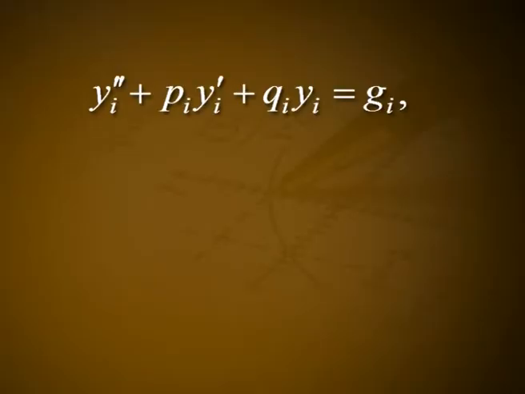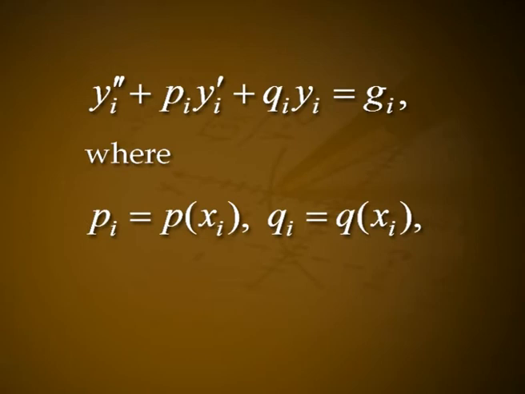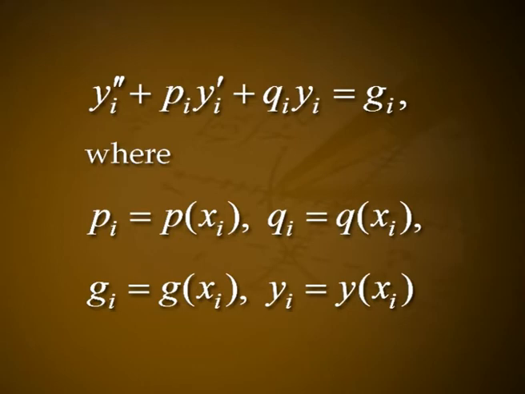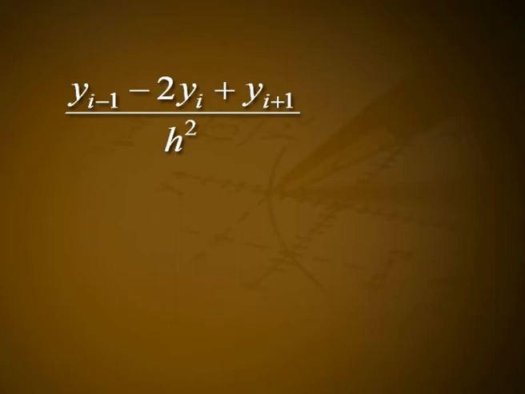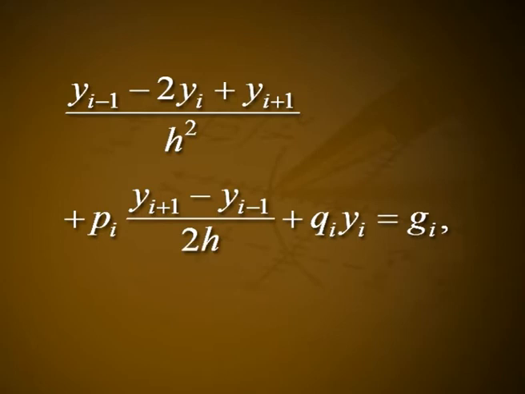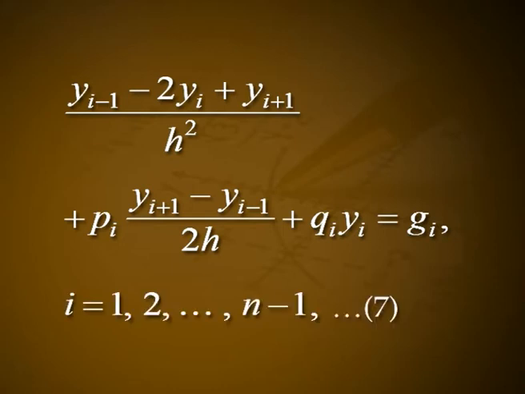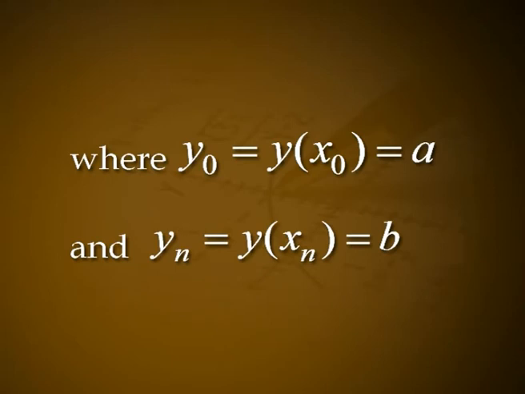At the point x equal to xi, the differential equation 3 gives yi double dash plus pi into yi dash plus qi into yi equal to gi, where pi equal to p of xi, qi equal to q of xi, gi equal to g of xi, yi equal to y of xi. Substituting the expressions for yi dash and yi double dash, the above equation gives yi minus 1 minus 2yi plus yi plus 1 divided by h square plus pi into yi plus 1 minus yi minus 1 divided by 2h plus qi into yi equal to gi for i equal to 1, 2, etc. n minus 1, let it be 7, where y0 equal to y at x0, that is equal to a, and yn equal to y at xn, that is equal to b.